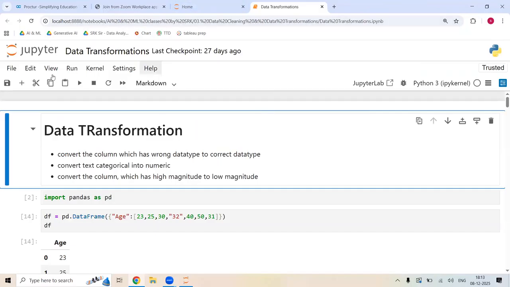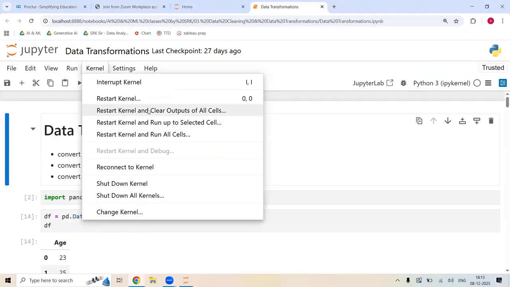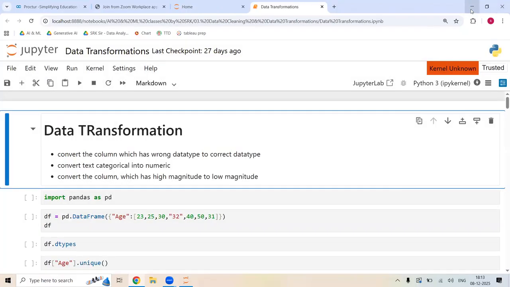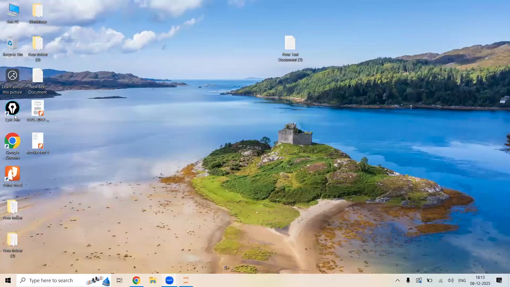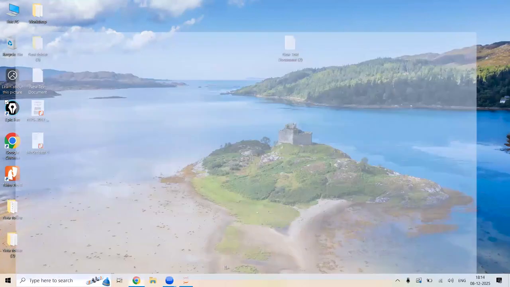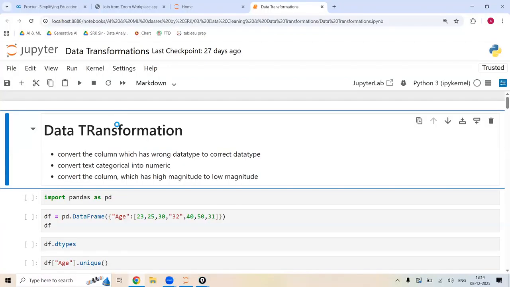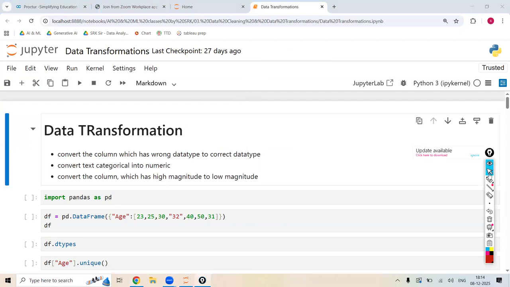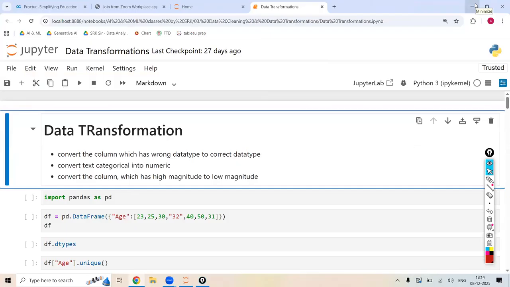So in today's class, we are going to discuss the next concept related to data transformations. In the last class, we have seen how to do the data cleaning. In today's class, we are going to discuss the last concept related to data pre-processing, that is called data transformation. So this is the last step within the data pre-processing for applying any kind of machine learning algorithm.